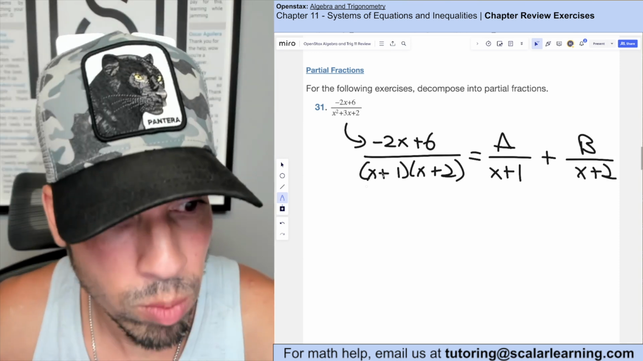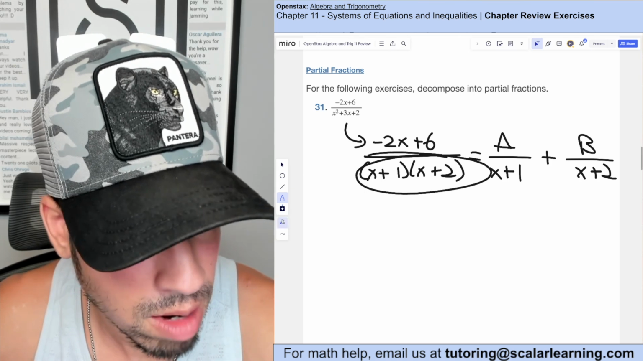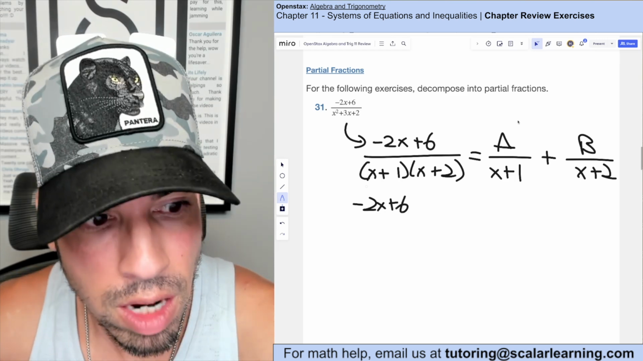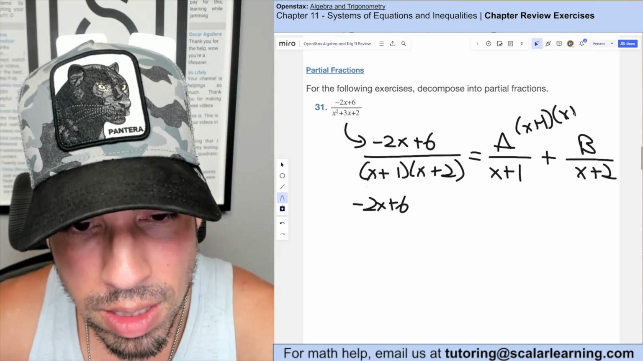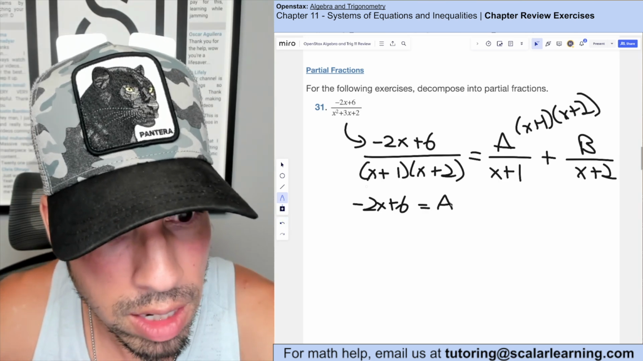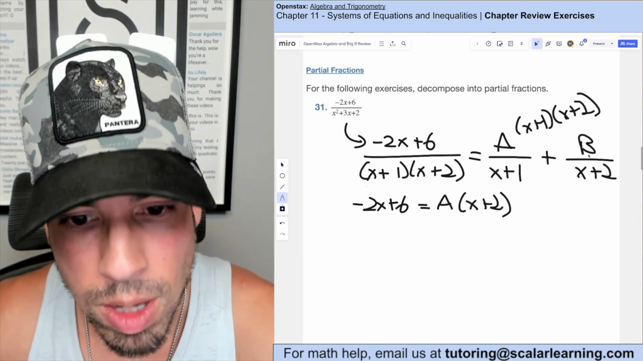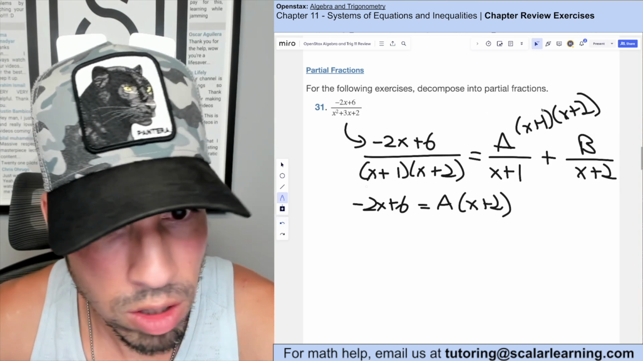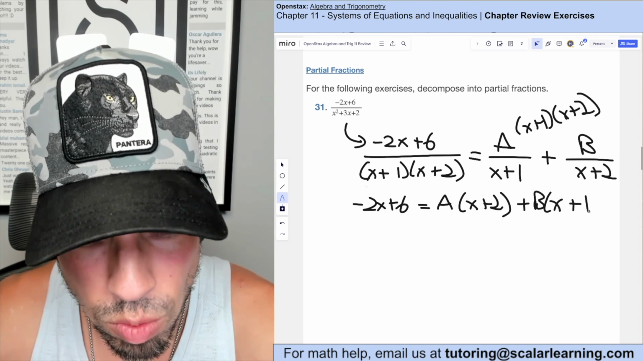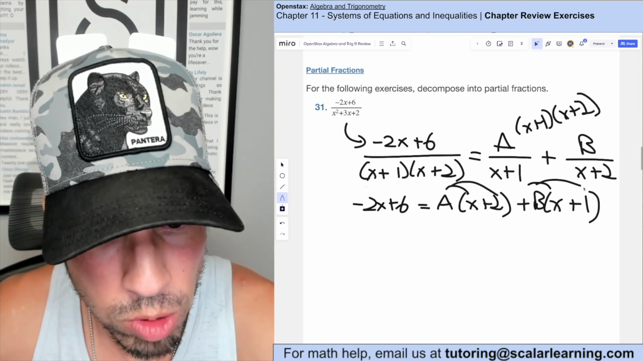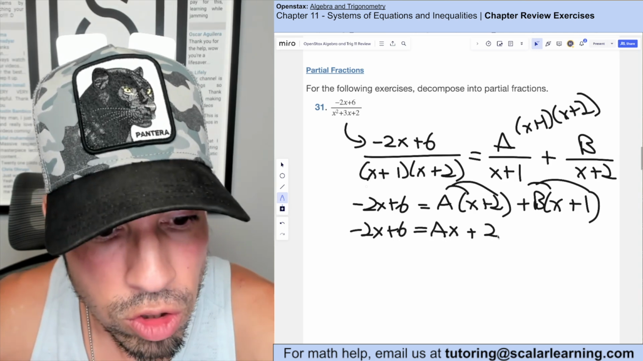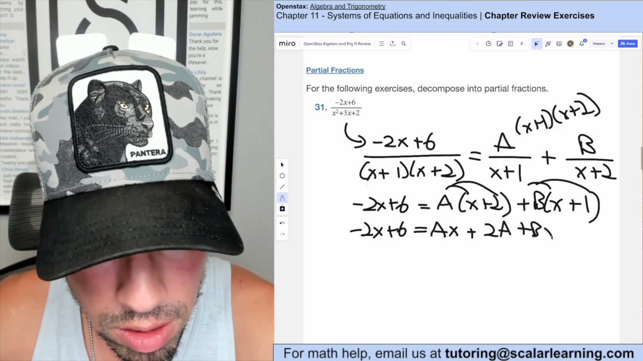Now, once we have it in this format, we're going to multiply both sides by this denominator, okay? So I'm going to get rid of everything on the left side in the denominator. We're just going to have -2x plus 6. Now, on the right-hand side, when we multiply by this denominator, these are going to cancel out, and that's going to leave me with A times (x plus 2). And when I multiply it against the other term, the x plus 2's cancel out, and I'm going to be left with B times (x plus 1). Okay, now we're going to distribute, and we have -2x plus 6 equals Ax plus 2A plus Bx plus B.